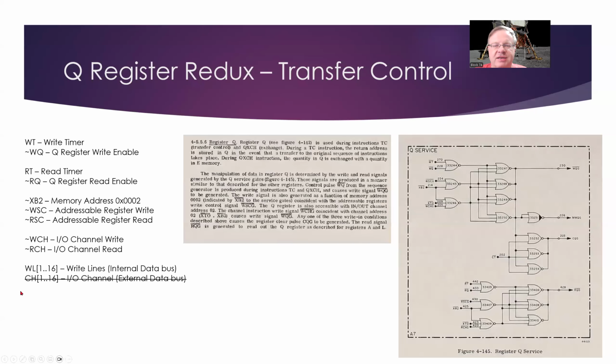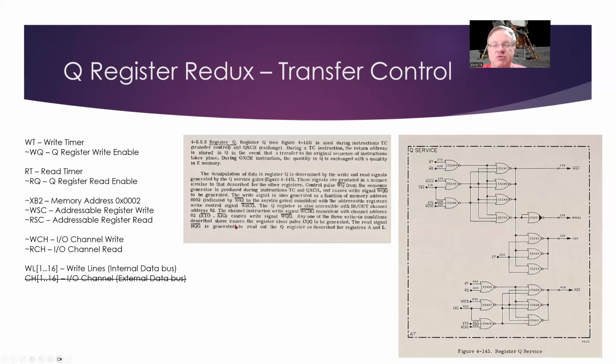So you can see here, I had to strike out the CH IO channel bus because it doesn't actually exist. It's all write lines on the internal data bus. And when you read the instructions of how it works, you see that there's this channel instruction write signal, which is the XT0, or XB2, so memory address 2.